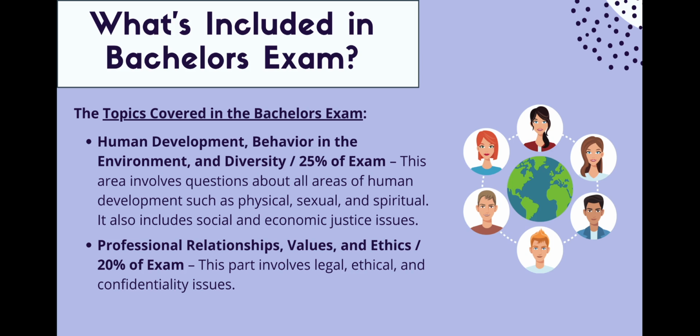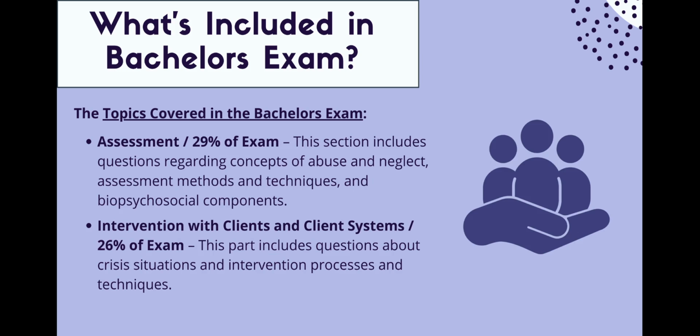The 4th and final section of the Bachelor's exam is professional relationships, values, and ethics. We talk about ethics a lot at Agents of Change, and that is a big component of the Bachelor's exam. This entire section makes up 20% of the exam, but really all focused around legal, ethical, and confidentiality issues for social workers. So those are your 4 sections on the Bachelor's exam.